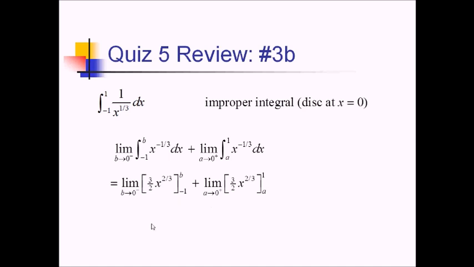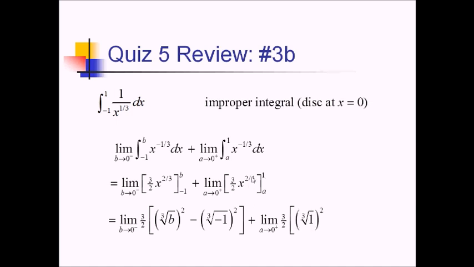Now plugging things in, I'm going to yank this 3/2 out so I don't have to deal with it later. And when I'm doing the 2/3 power, I'm cube rooting and squaring. So this is going to be the cube root of b squared inside minus the cube root of negative 1 squared. Over here, take out a 3/2. Still got that limit there. I've got the cube root of 1, and then square that, minus the cube root of a squared.